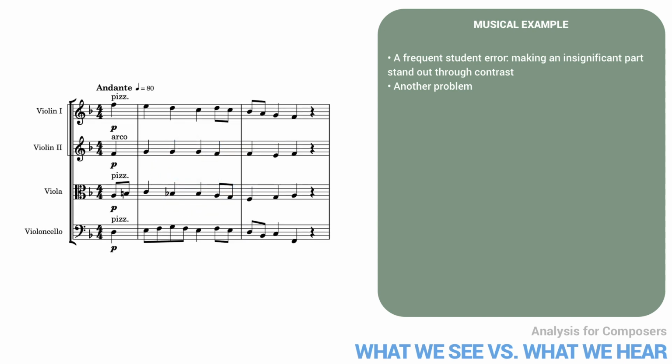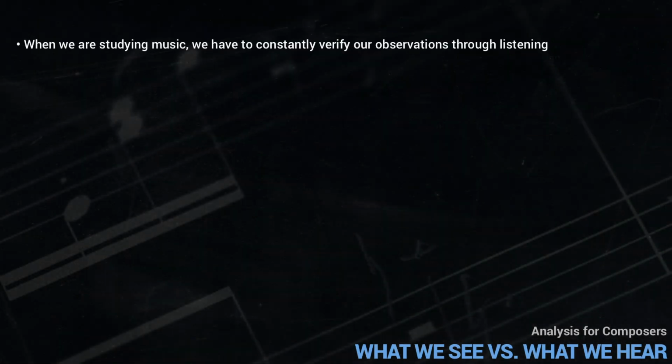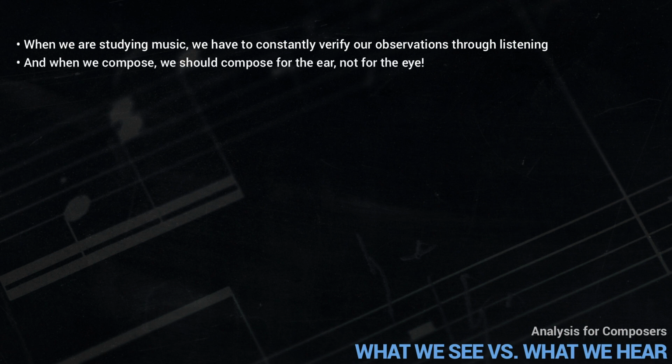Okay, now look carefully at the score, specifically at the part writing between the cellos and violas in the second complete measure. You may notice those parallel fifths, B flat to F, going to C to G. Those fifths are visually quite obvious, but audibly, given the foreground contrast between the arco and the pizz, I would not have noticed them at all, even after repeated listening. These two examples teach us something very important. When we're studying music, we have to constantly verify our observations through listening. And we should compose for the ear, not for the eye.